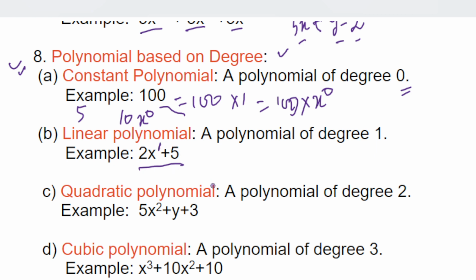Similarly with quadratic polynomial, the degree should be 2. See, 5x square plus y plus 3. What is the degree in this case? Degree is 2. Maximum highest power is 2. Cubic, degree should be 3. See, degree here is 3. Why 3? Because highest power of x is 3, here 2. So I'll take the highest power. Since the degree is 3, therefore it is called a cubic polynomial.